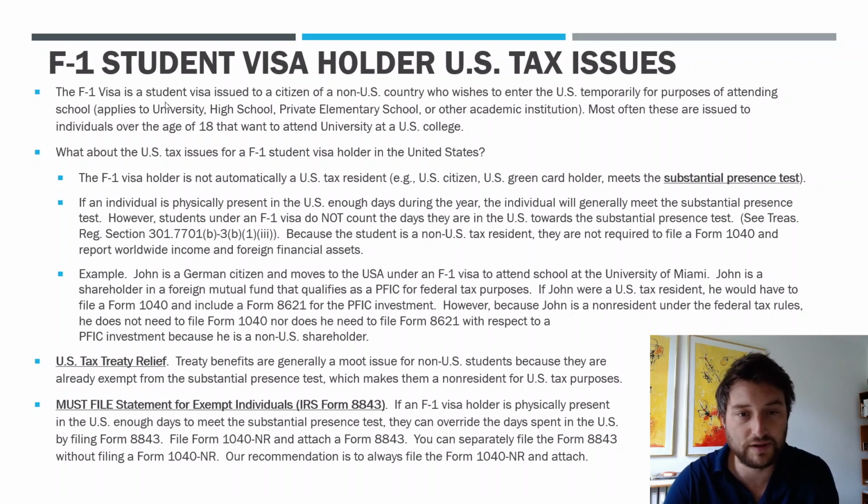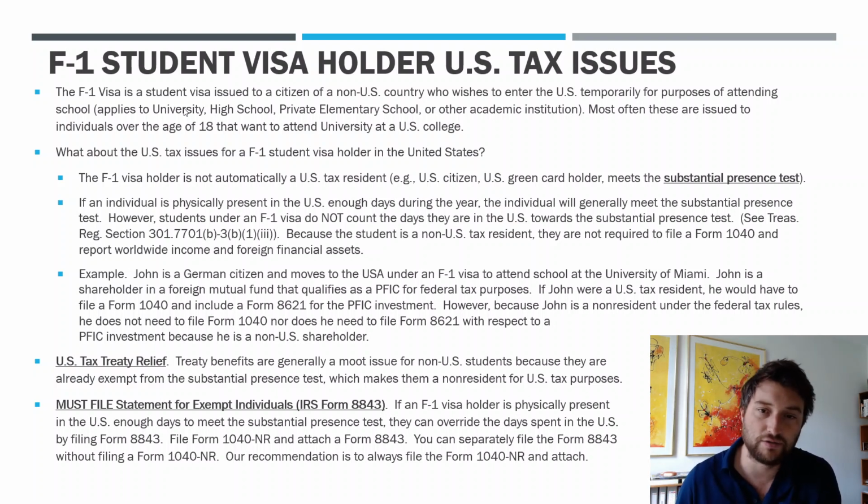The F-1 visa, student visa, is issued to citizens of non-U.S. countries that want to come to the United States to live and attend school. Now, you can get an F-1 visa for almost any type of education in the United States. That includes elementary school, high school, all the way up to university, right? So if you want to get your 4-year college degree, go to grad school, get a PhD, all of these generally can be accomplished by getting an F-1 visa.